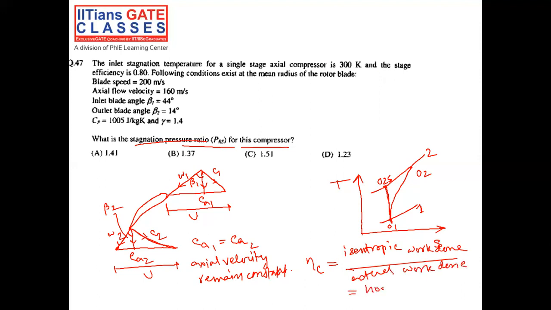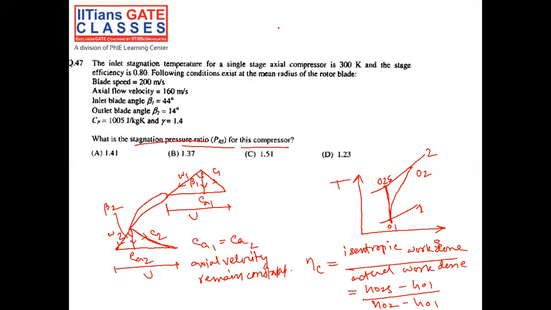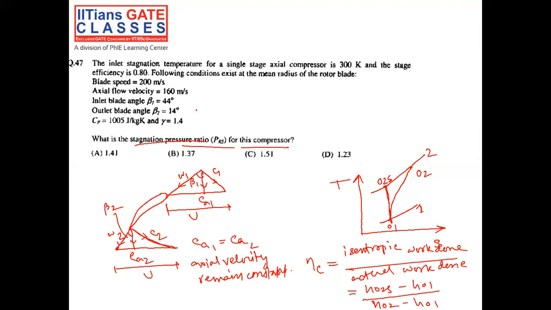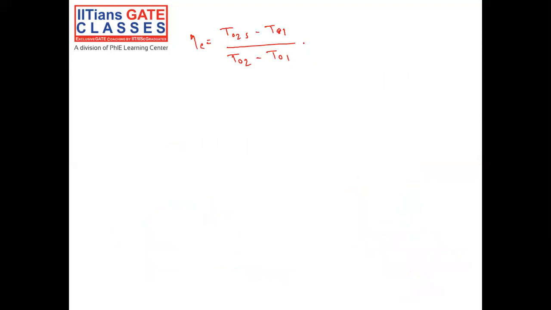So this would be HO2s minus HO1 divided by HO2 minus HO1. So this can approximately be written as TO2s minus TO1 divided by TO2 minus TO1, right? And this value of eta C is given as 0.8.